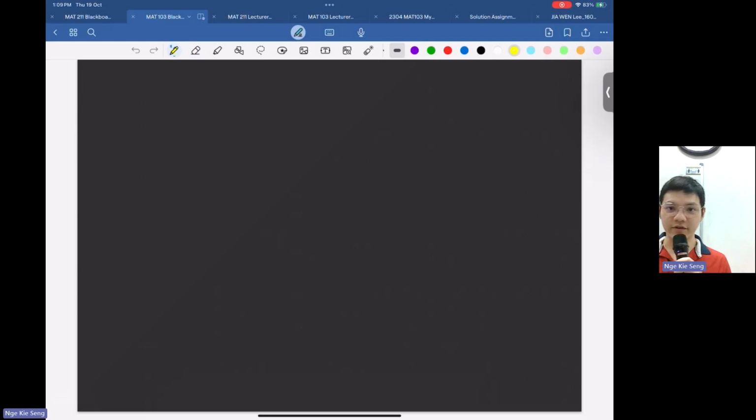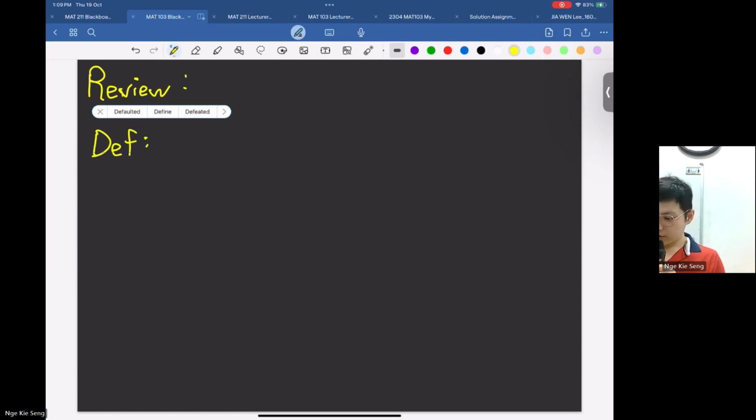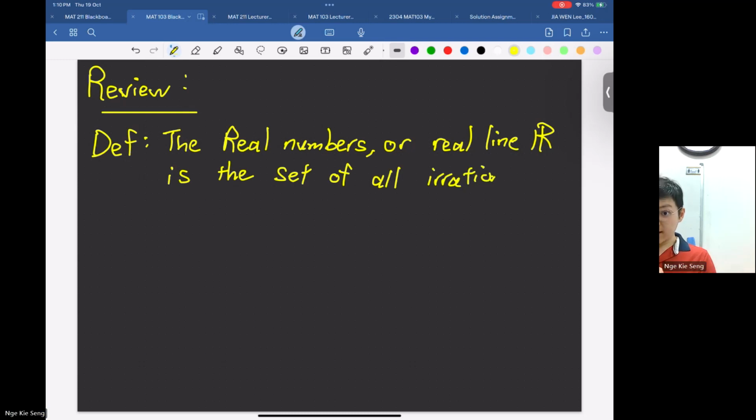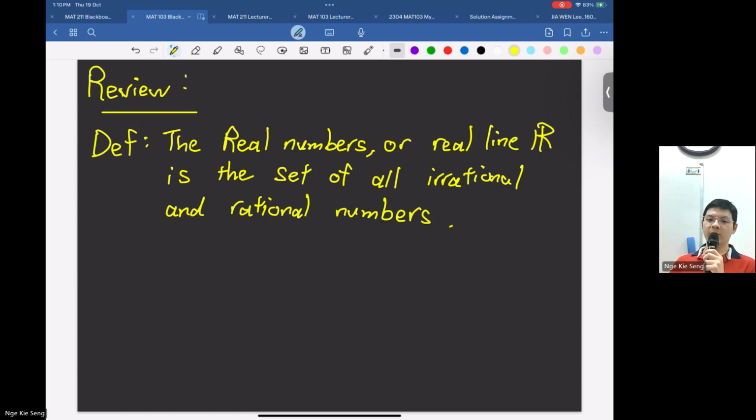So let's review some real number knowledge. What's a real number? The real numbers, sometimes we call it the real line. In a moment, I will tell you why it is a line. It is the set of all irrational and rational numbers.